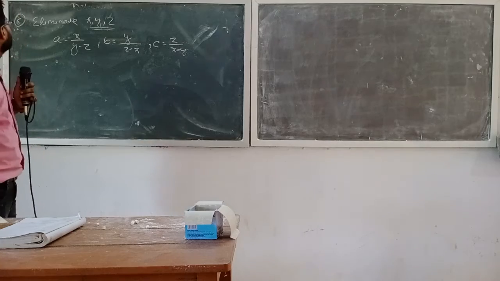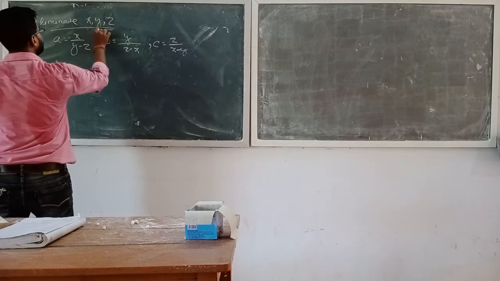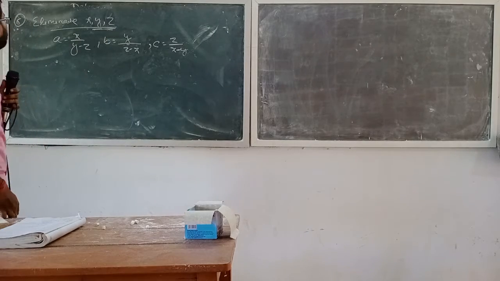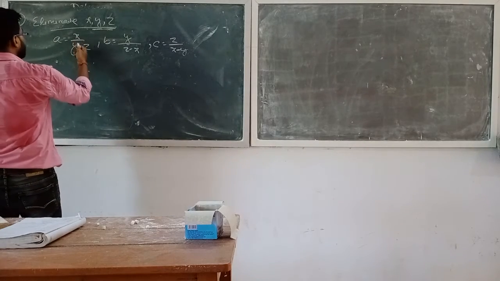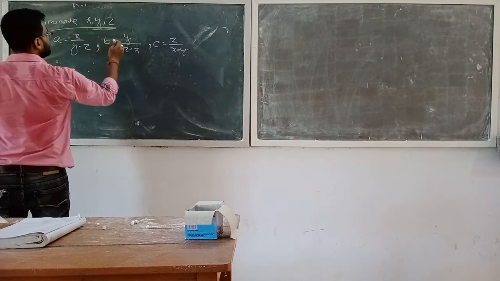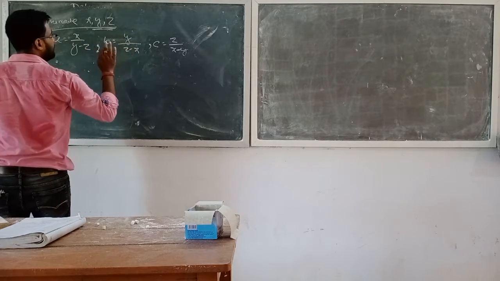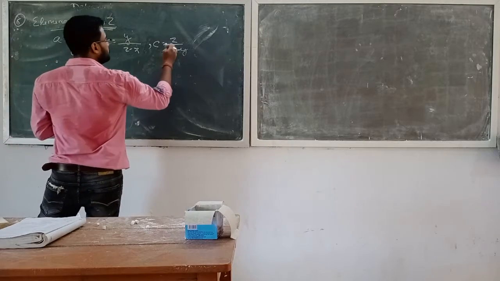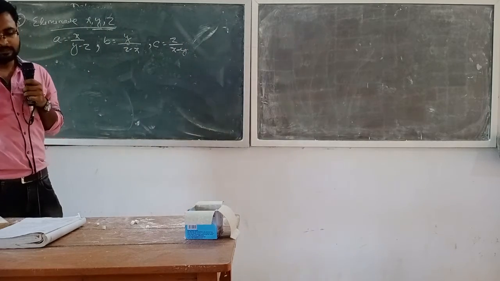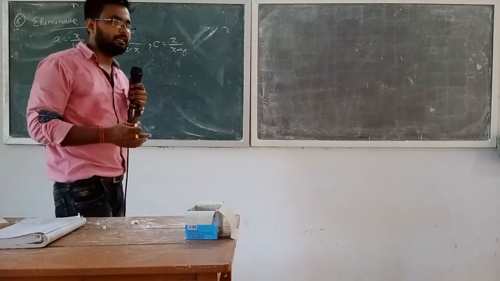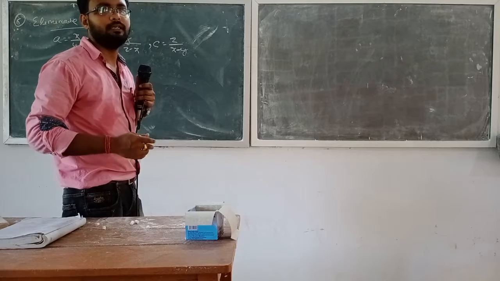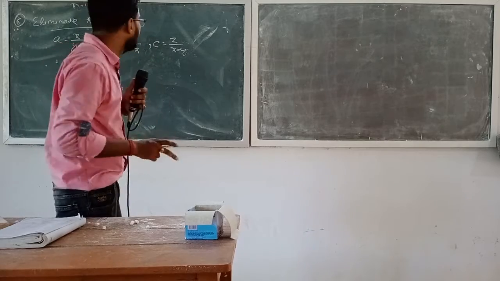Question number 15 will be given. Eliminate the x, y, z. The question gives a equals x by y minus z, b equals y by z minus x, and c equals z by x minus y. You can find it by eliminating x, y, z and solving the determinant of its coefficients.